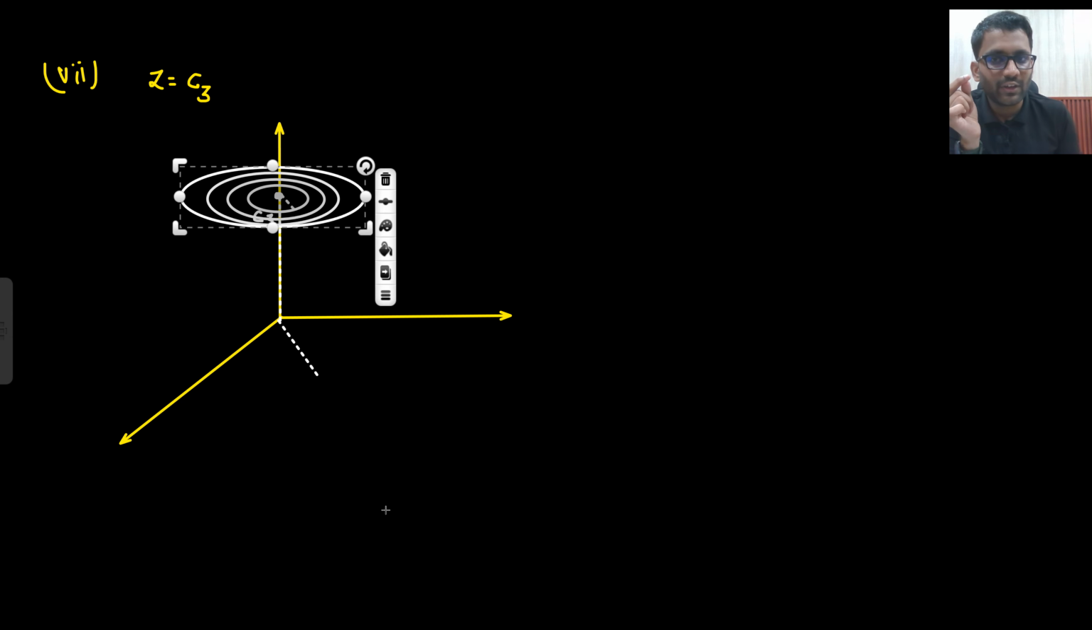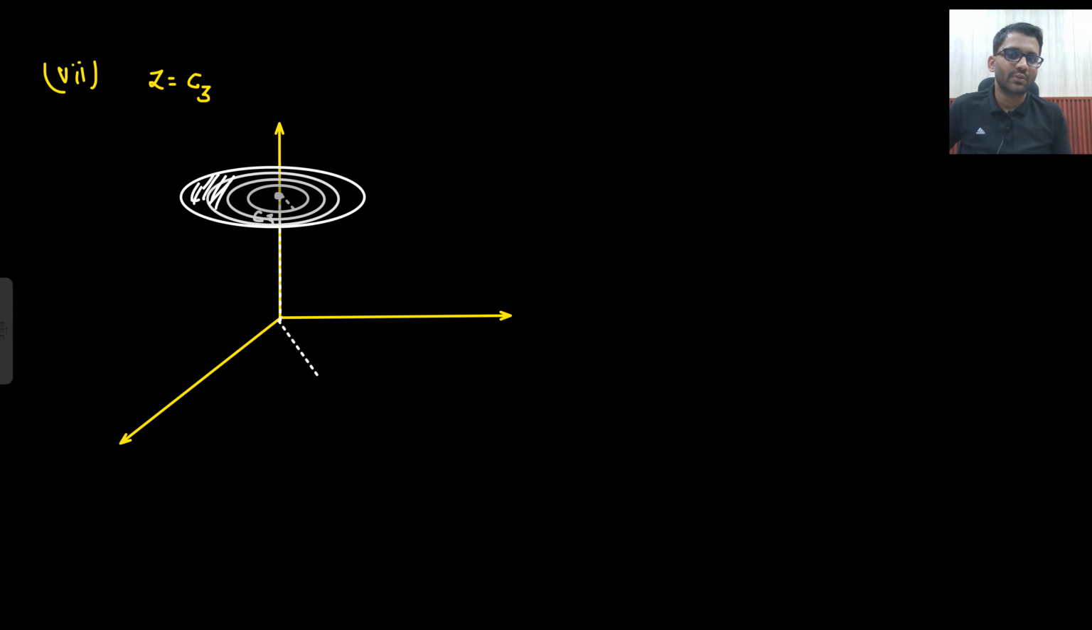Phi can take any value. So it will be a kind of disk, no? It will be a kind of disk. Rho can be anything and phi can take any value. So it will be a kind of disk. Are you getting this point? Let me show it here.